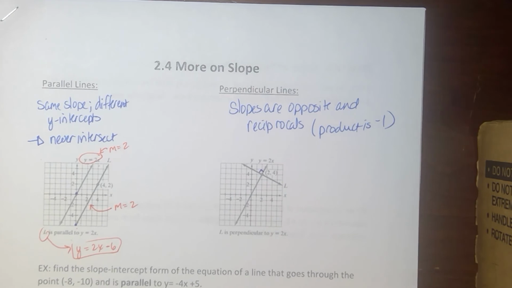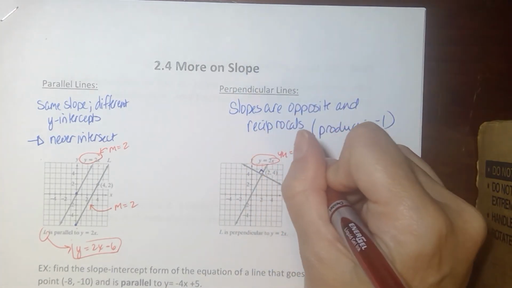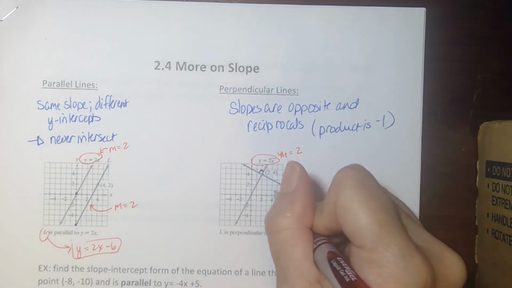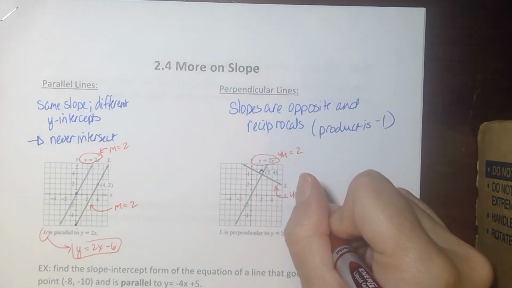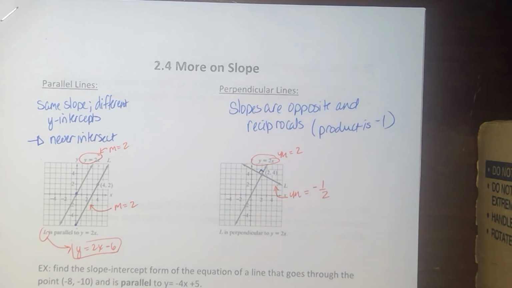So let's think about this. This first line is this first line over here. This is just y equals 2x. The slope is a +2. This line, however, has a slope of -1/2. It no longer has the same y-intercept.